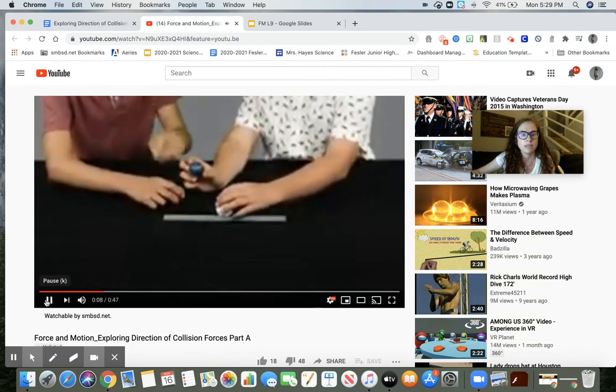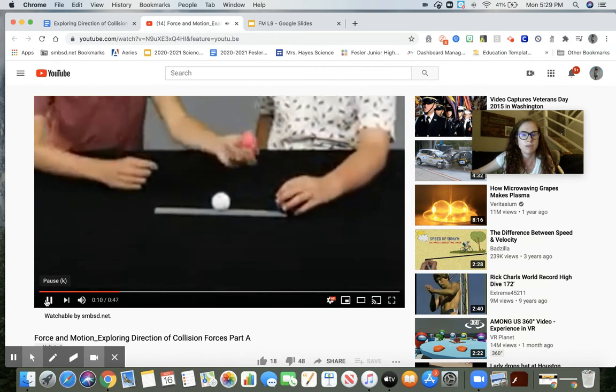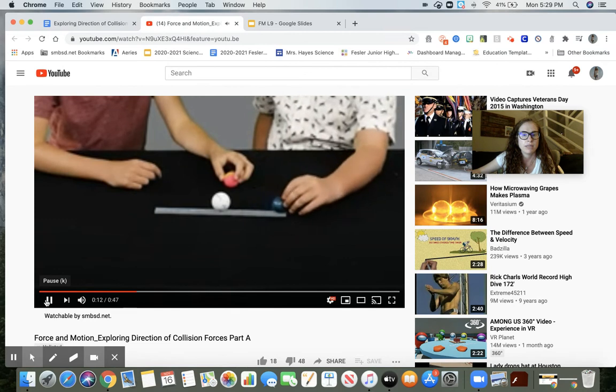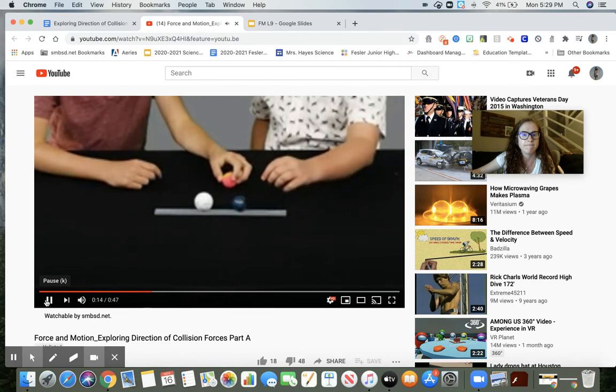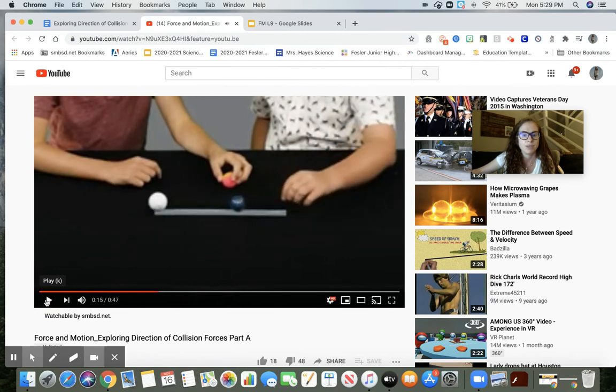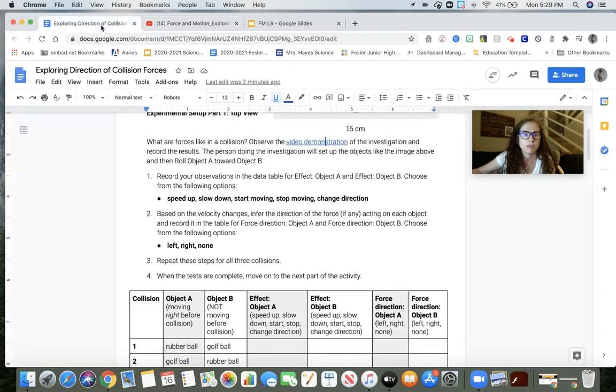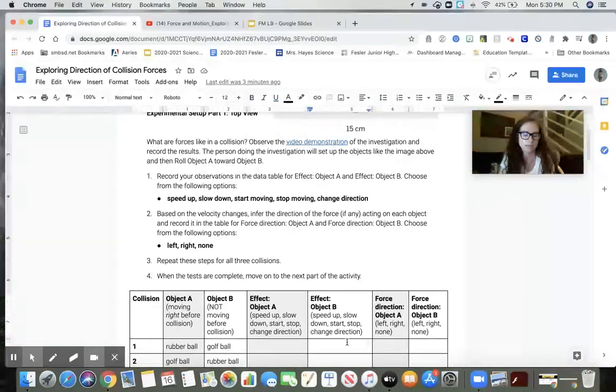Okay, so there's the golf ball in the middle. It is stopped. Here's the rubber ball. They're going to run that rubber ball into the golf ball. Okay. So it's a little blurry here, but it's easy to see what happened to the golf ball. So I'm going to start with that one. I know the golf ball was not moving before the collision, and now it's moving. So it did start, right? That's what it did. It started to move.